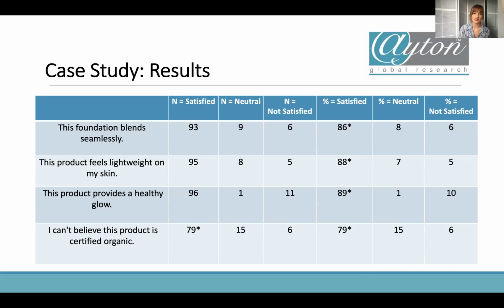Well, 86% said that the foundation blends seamlessly. 88% said it felt lightweight on their skin. 89% said it provides a healthy glow, and 79% said they couldn't believe it was certified organic. This is where I was saying we had the performance claims, but we also wanted to look at the marketing. Are people surprised it's organic? What's their feedback there? So it shows you that you can get a whole range of claims and research feedback on the product from doing these studies as well.